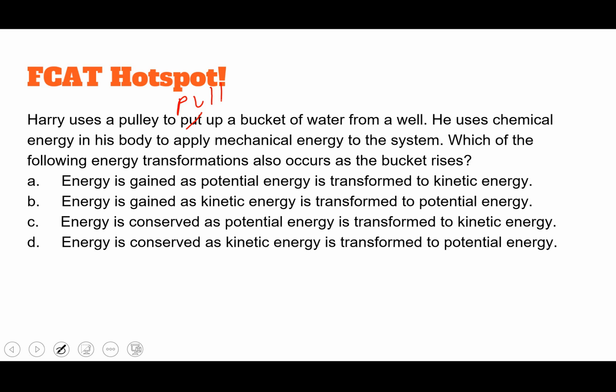A. Energy is gained as potential energy is transformed to kinetic energy. B. Energy is gained as kinetic energy is transformed to potential energy. C. Energy is conserved as potential energy is transformed to kinetic energy. D. Energy is conserved as kinetic energy is transformed to potential energy. All right, go ahead, take a moment, and when you're done, we will go over it.